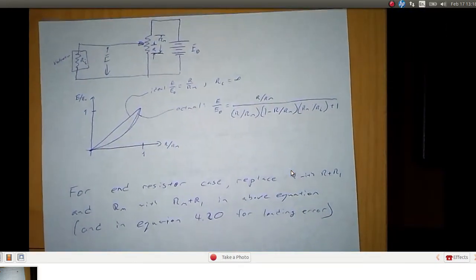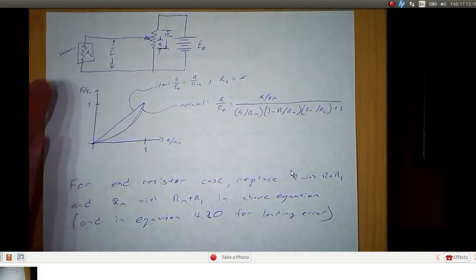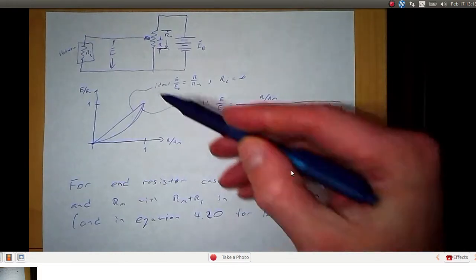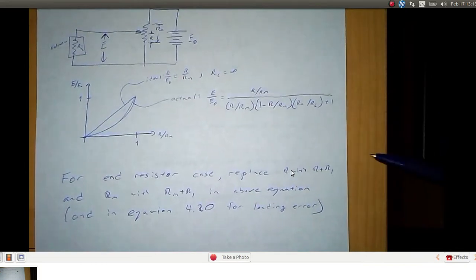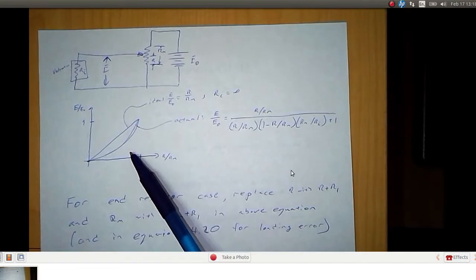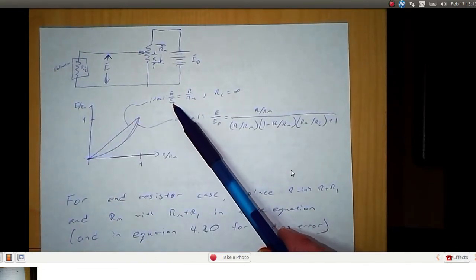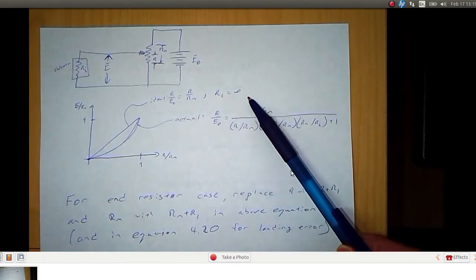The last problem has to do with a voltage divider circuit. So that's shown here. We're measuring this voltage E, and our voltmeter has some finite resistance Ri. If we just had an open circuit here that we were measuring E across, in other words, Ri was infinite, then the relationship between E over E0 to R over Rm would just be linear. So ideally, E over E0 would equal R over Rm. That's for the case where Ri is infinite.